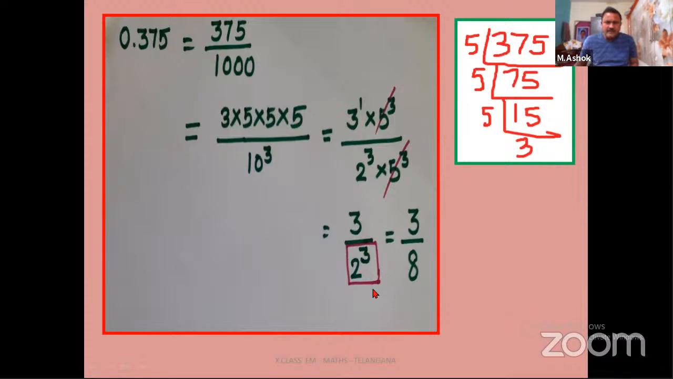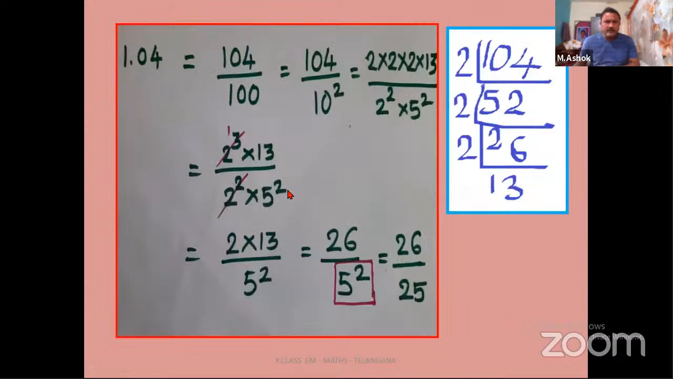Observe the denominator. The prime factorization of the denominator of the decimal form is 2 cube. So if we simplify, converting from decimal to rational number, fraction form, it is 3 by 8. Look at one more example.